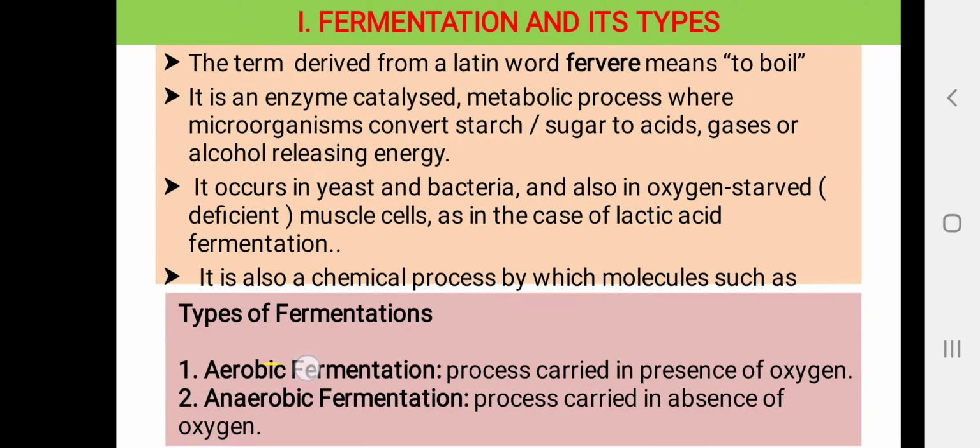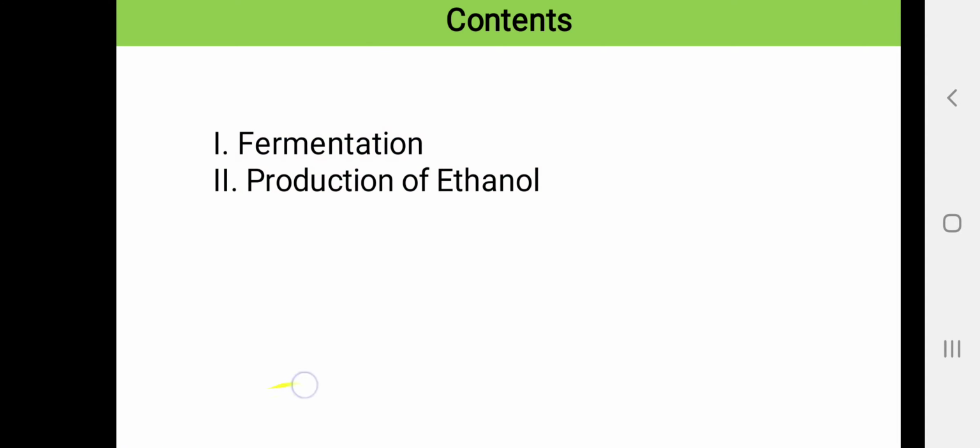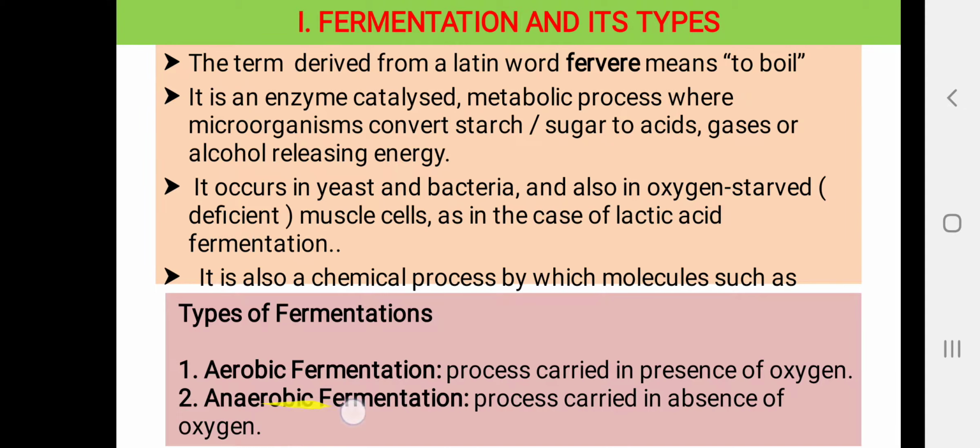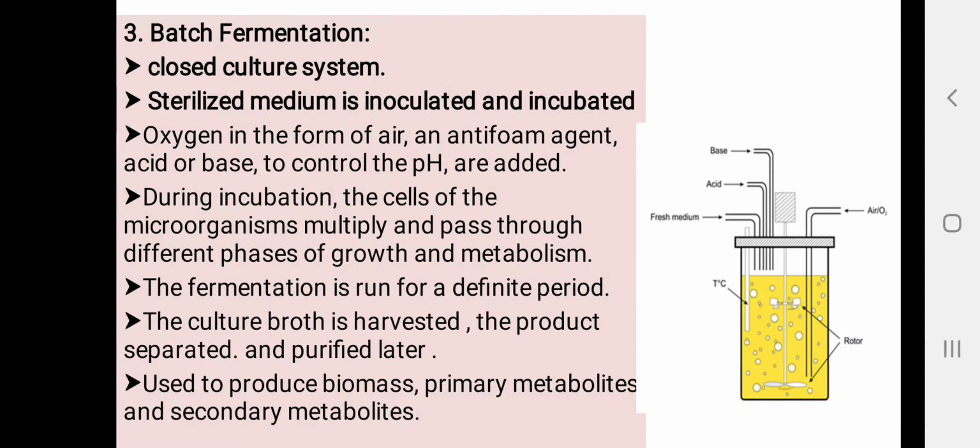The first type is aerobic fermentation. So here the process of fermentation takes place in the presence of oxygen. Second, anaerobic fermentation. This process takes place in the absence of oxygen. Third one, batch fermentation.